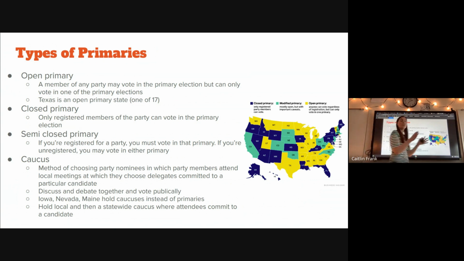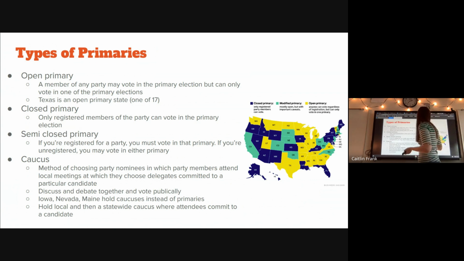You can vote in either, not both, but you do not have to be a registered member of the party to vote in it. So I am not a registered member of either party, so I could walk in March and vote in the Republican primary, or I could go and vote in the Democratic primary. So you can vote in either in an open primary. Versus a closed primary, you have to be a registered member of that party to vote in that primary. So I'd have to be a registered Republican to vote in Florida's Republican primary.